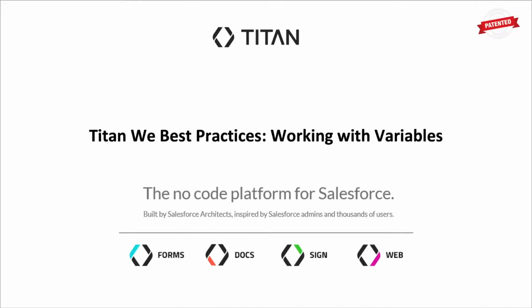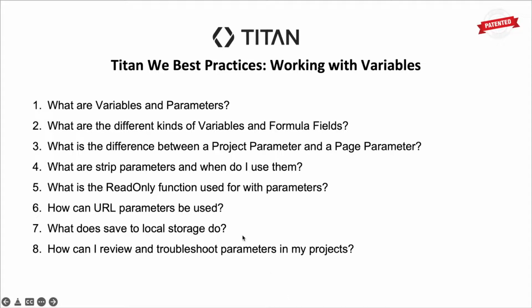So let's get started. The questions that I will be discussing today are: what are variables and parameters? What are the different kinds of variables in formula fields? What is the difference between a project parameter and a page parameter? What are strip parameters and when will we be using them? What are the read-only functions and when would we be using those for parameters? How can a URL parameter be used? And what does save to local storage do? And lastly, how can I review and troubleshoot my parameters in my projects?